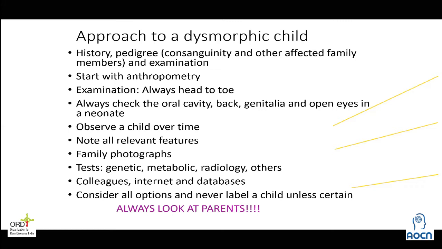Look at family photographs where available and then plan your tests. The tests can be anything. It could be metabolic, it could be extended genetic, and colleagues are absolutely necessary people to give you wisdom about what they've seen, because none of us can see all of the syndromes that exist. And therefore, we rely on not only the internet and databases, but on colleagues with more experience. And you have to consider all options before you label a person with a particular name.